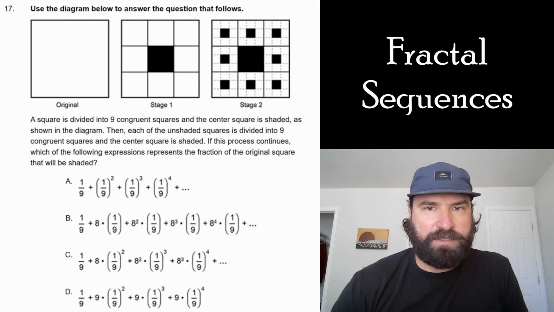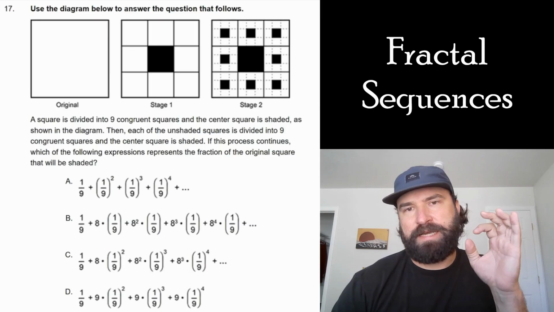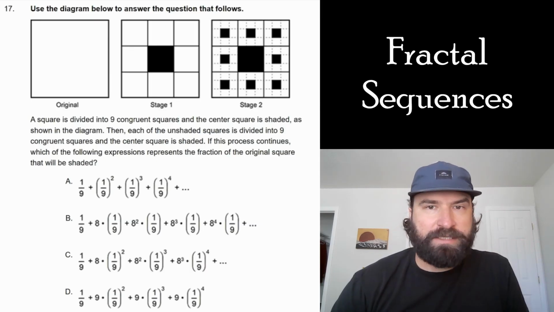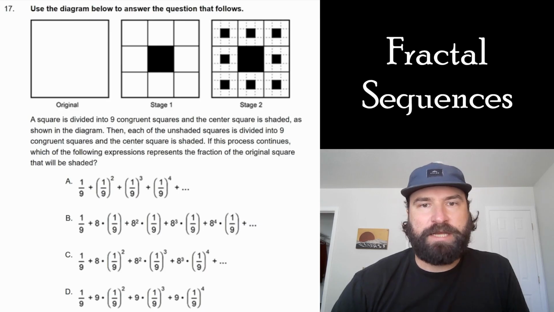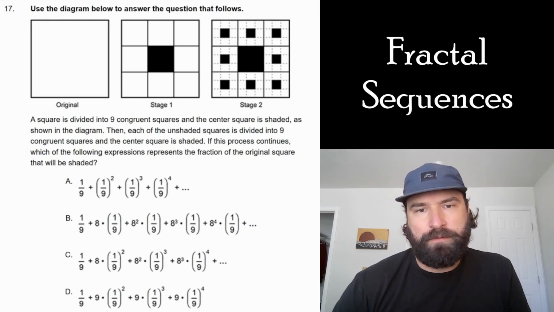And you can see that there's 8 of those, right, in stage 2. So surrounding the center box, there are 8 white boxes that the center box gets shaded in. And that center box is going to be 1/9 of the original 1/9 of stage 1. So 8 times 1/9, right?